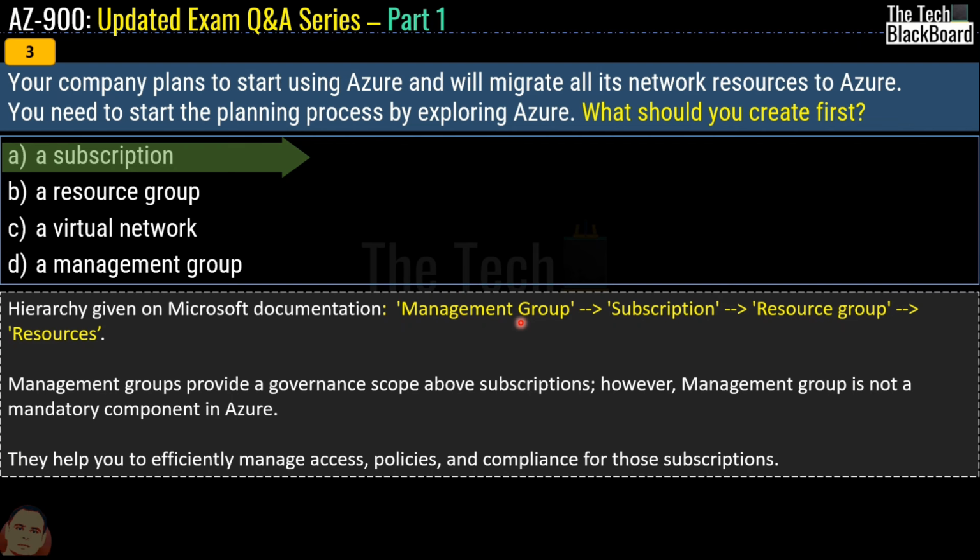And one more time, I'm stressing the point that management group is not mandatory to create. However, creation of subscription is absolutely mandatory. You cannot create any resource in Azure without creating a subscription, because subscription is something to which your billing is attached. And that's the reason that you must create the subscription in the very first place before you create any resources in Azure. I'm very hopeful that now you understand the difference between management group and subscription. Subscriptions are mandatory and you must create them. However, management groups are just to help you efficiently manage the resources or multiple subscriptions.